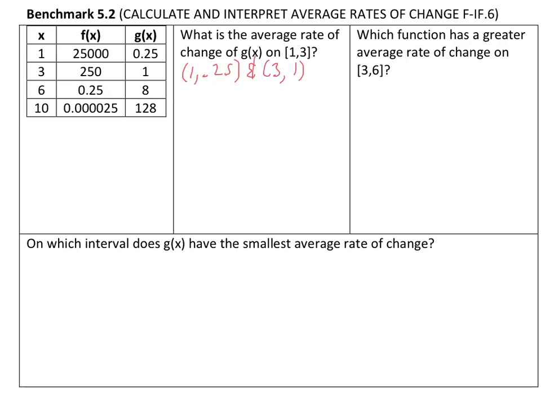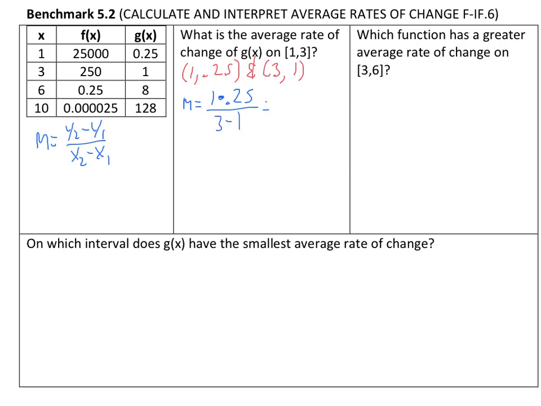Hopefully you can do slope. Slope is m equals y2 minus y1 over x2 minus x1. We're going to use that formula to find slope now. You might want to write that formula down if you don't have it memorized. And when I do that, I get m equals, it would be the y's, so it would be 1 minus 0.25 over 3 minus 1.